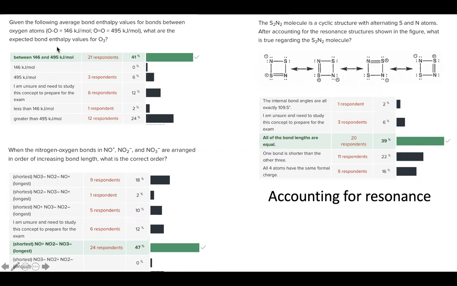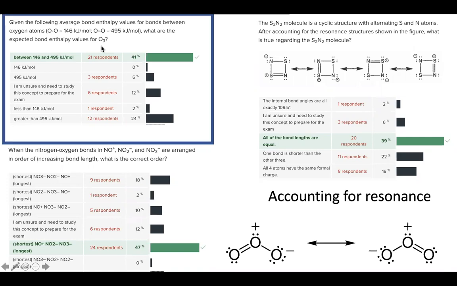It gives some bond enthalpy data for an oxygen-oxygen single bond and an oxygen-oxygen double bond. And it's asking, well, what would you predict for O3, for ozone? Ozone's a classic example they're trying to use of saying that you have resonance there. If you draw the structure for resonance, or the Lewis structure, you find that you could have had the double bond on the left side or the double bond on the right side. Where is it? Is it on the left or the right?